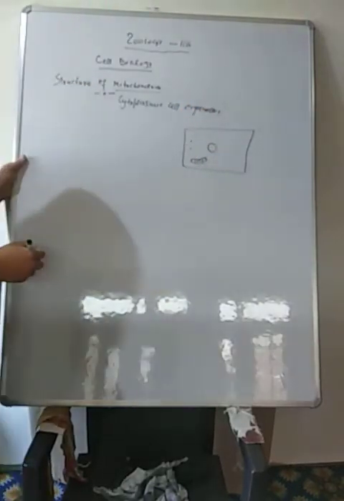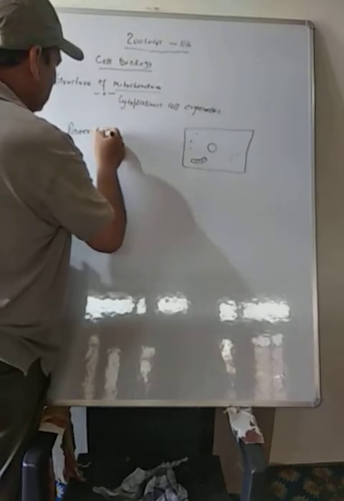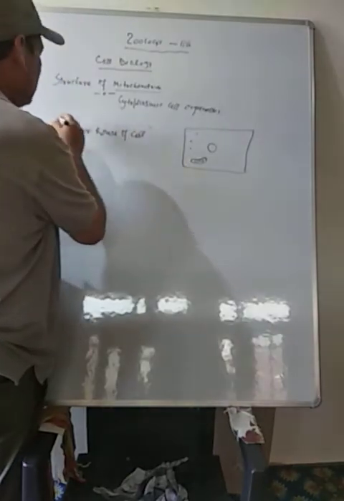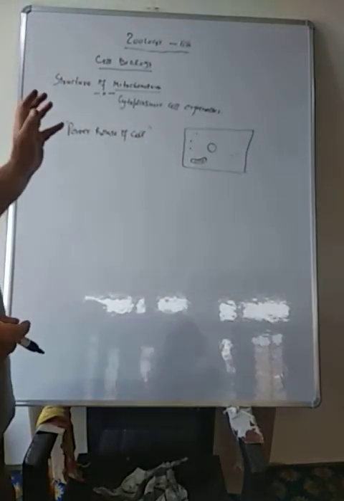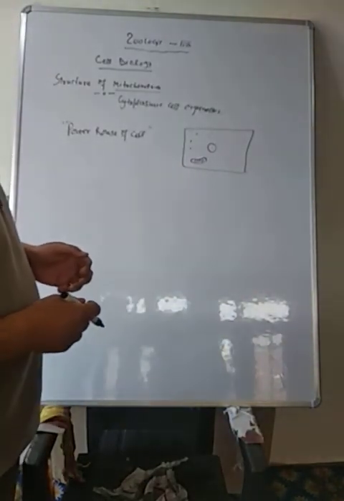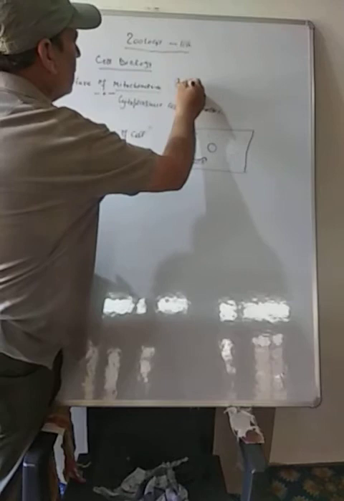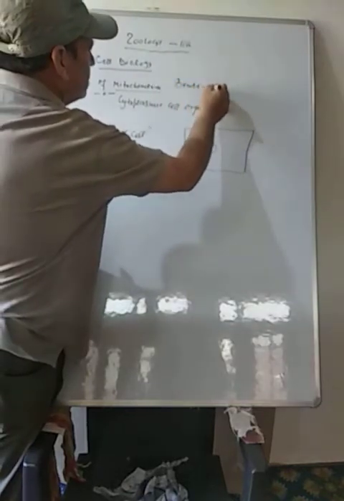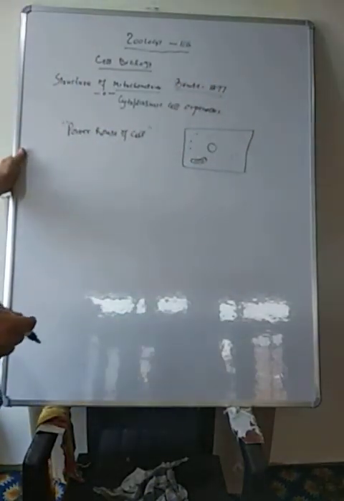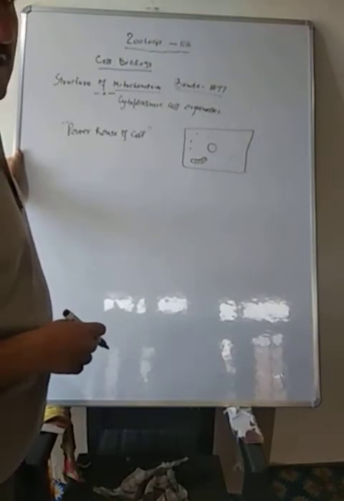And you know that commonly these are called powerhouses of the cell. Powerhouse of the cell means that these provide energy for the cell which is required for metabolic activities. Mitochondria were first seen by a scientist, Kolliker, but later named as mitochondria by Benda in the year 1897.